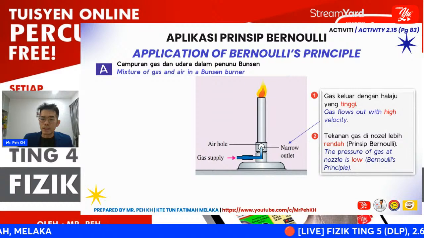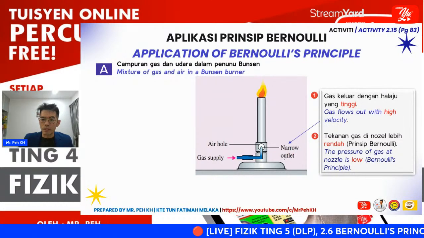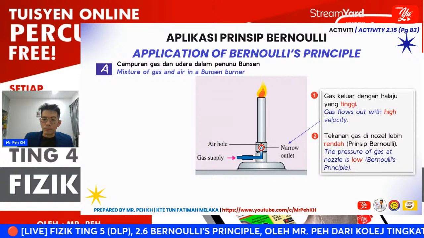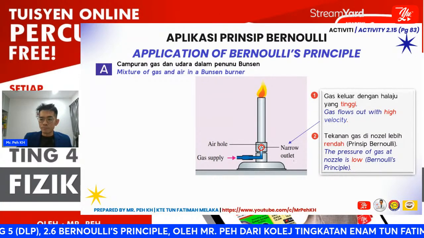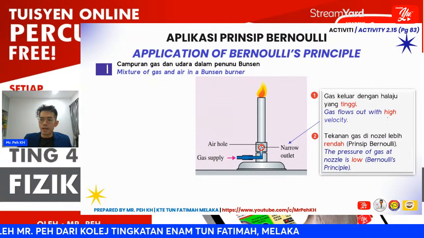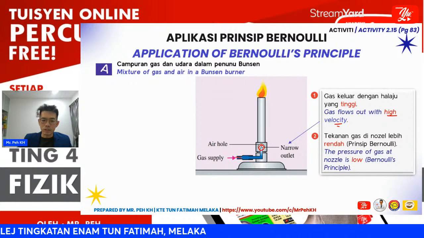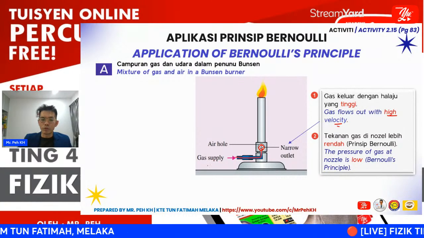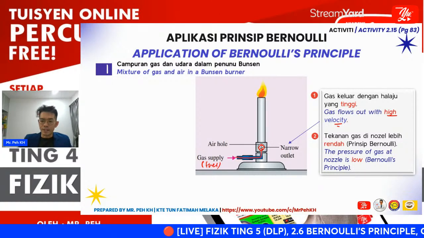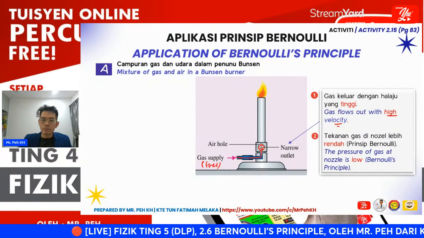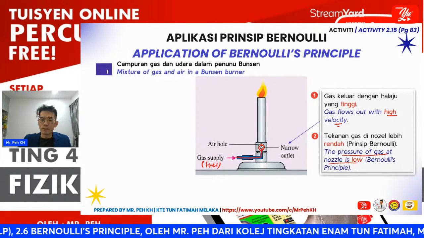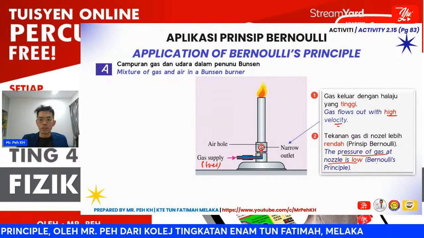First, you can see the narrow outlet here. This design of the outlet, or the nozzle, will cause the gas to flow at higher speed. You can see here it is connected to the gas supply. So that means this is related to the fuel. So it will be moving at higher speed. When this part moves at higher speed, the pressure of the gas at the nozzle becomes lower according to Bernoulli's principle.